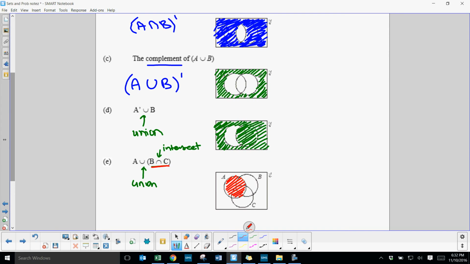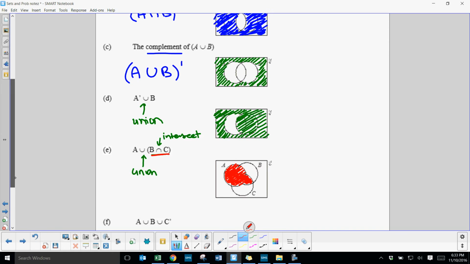Yeah, the intersect of B and C is this section here. So the overall shaded region is just all of A and the rest of the intersect of B and C, because it's in union.